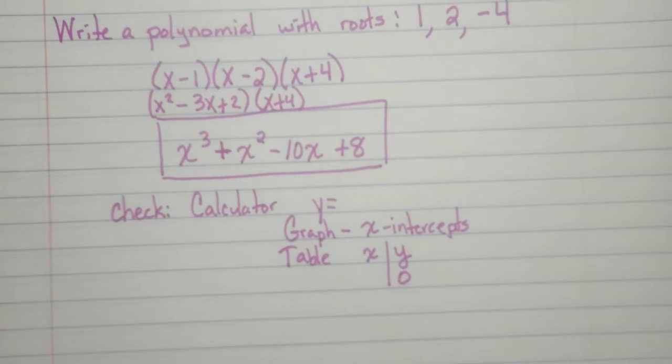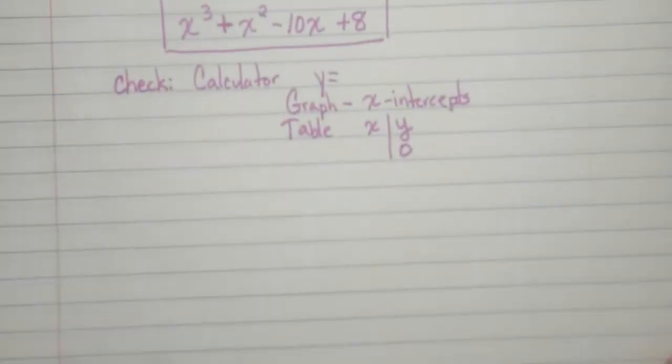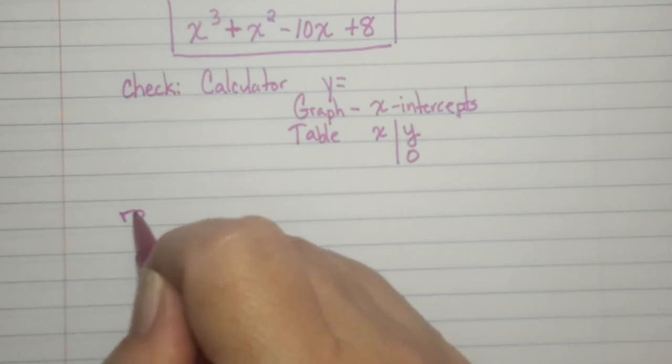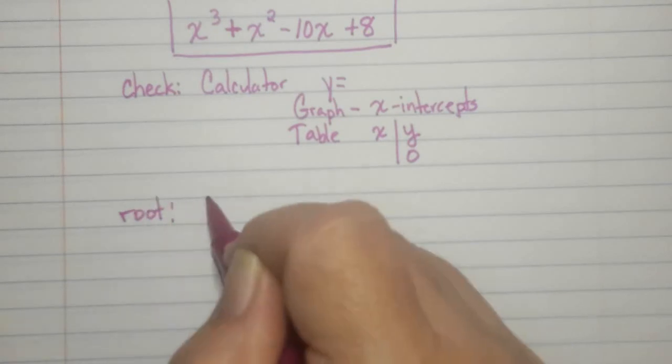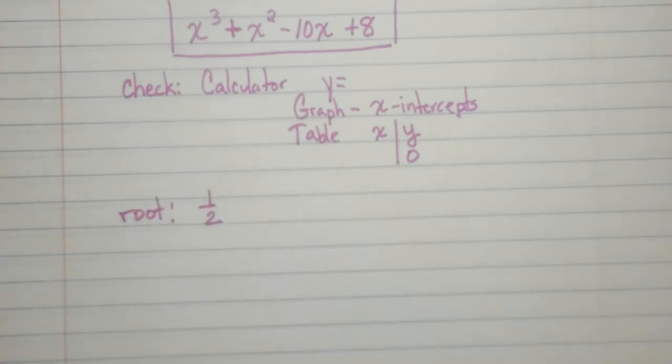Okay, well, these two examples all had integer roots. What if I told you that one of the roots was 1/2? What's a factor going to be if the root is 1/2? Yes. How'd you get that?